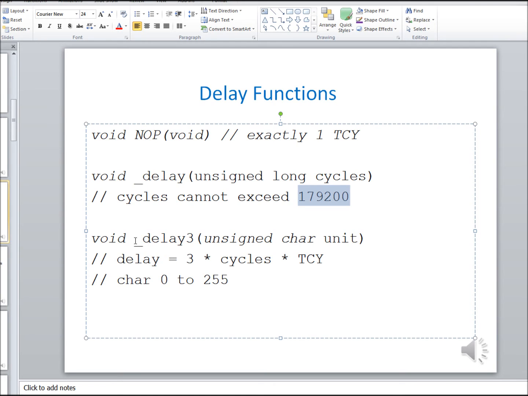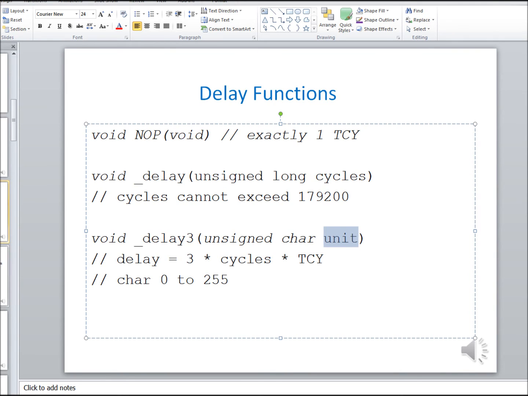There's another function called underscore delay 3, where it takes a unit, a number of type character. Character only goes from 0 to 255, so the maximum here isn't too big. It'd be 3 times whatever the unit is, and times TCY.